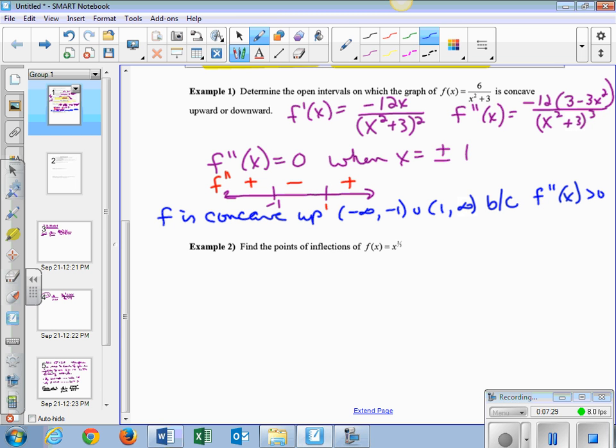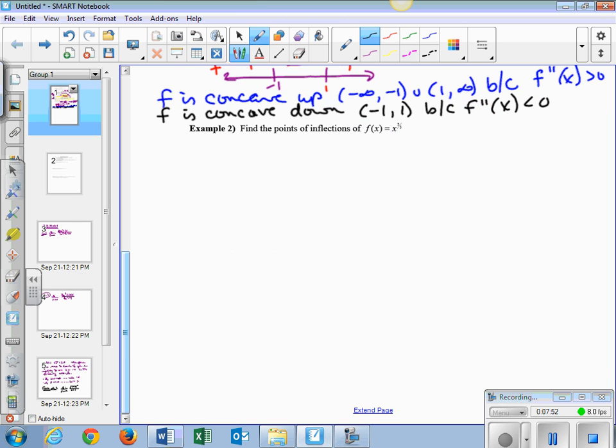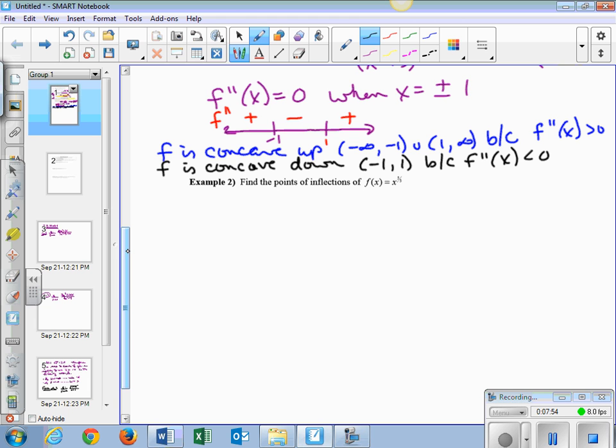And then we can switch to f is concave down. So you look on your graph, when is your f double prime negative? And that's going to go from -1 to 1. Why? Because f double prime is less than 0. Okay? Again, remember you can pause and go a little bit slower if you need me to stop for a little bit so you can get caught up.